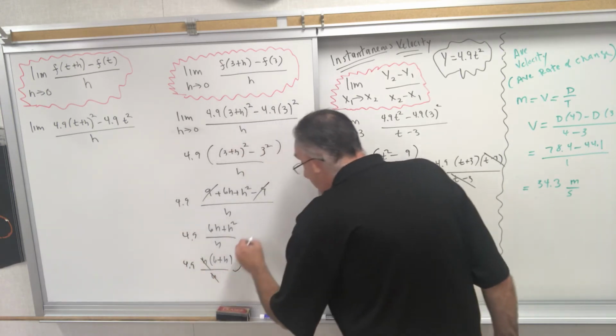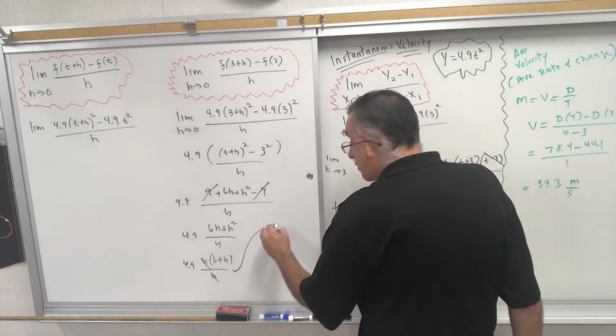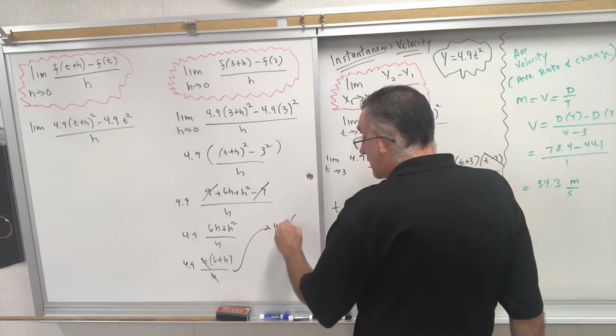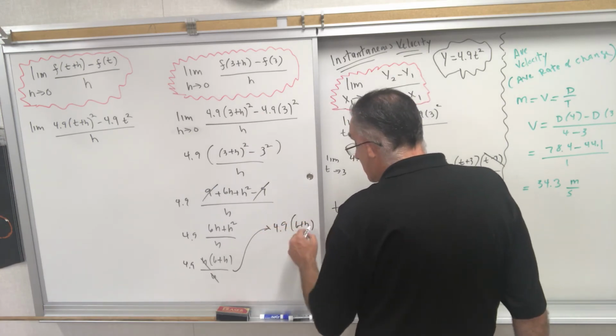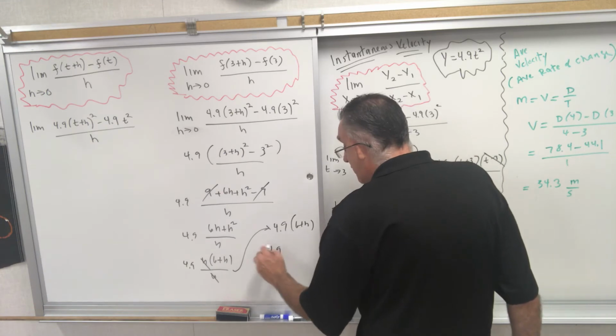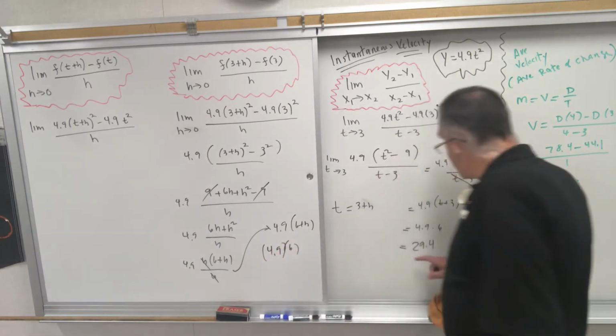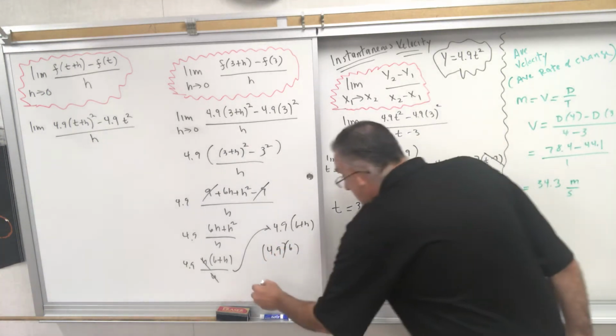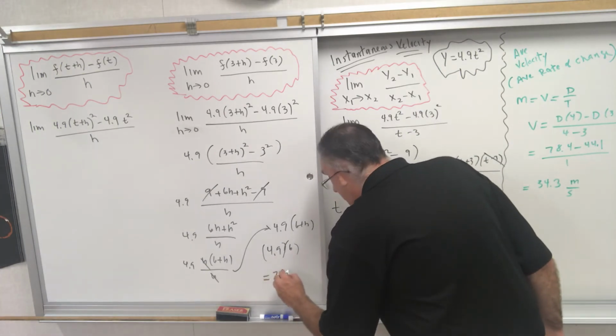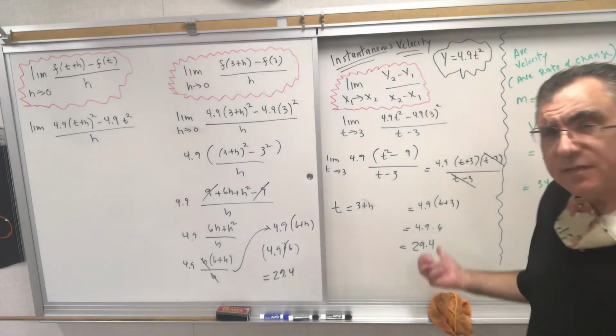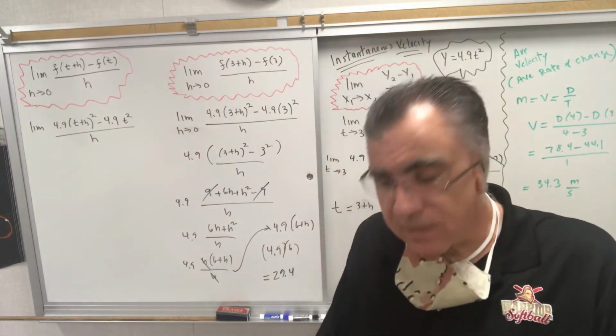I'm running out of room over here. So I get 4.9 times 6 plus h. So then the h is going to 0, so I get my 4.9 times 6, which is the same thing I had here. And you might think that was a lot more complicated than the first way, and I get it. But here's the deal.